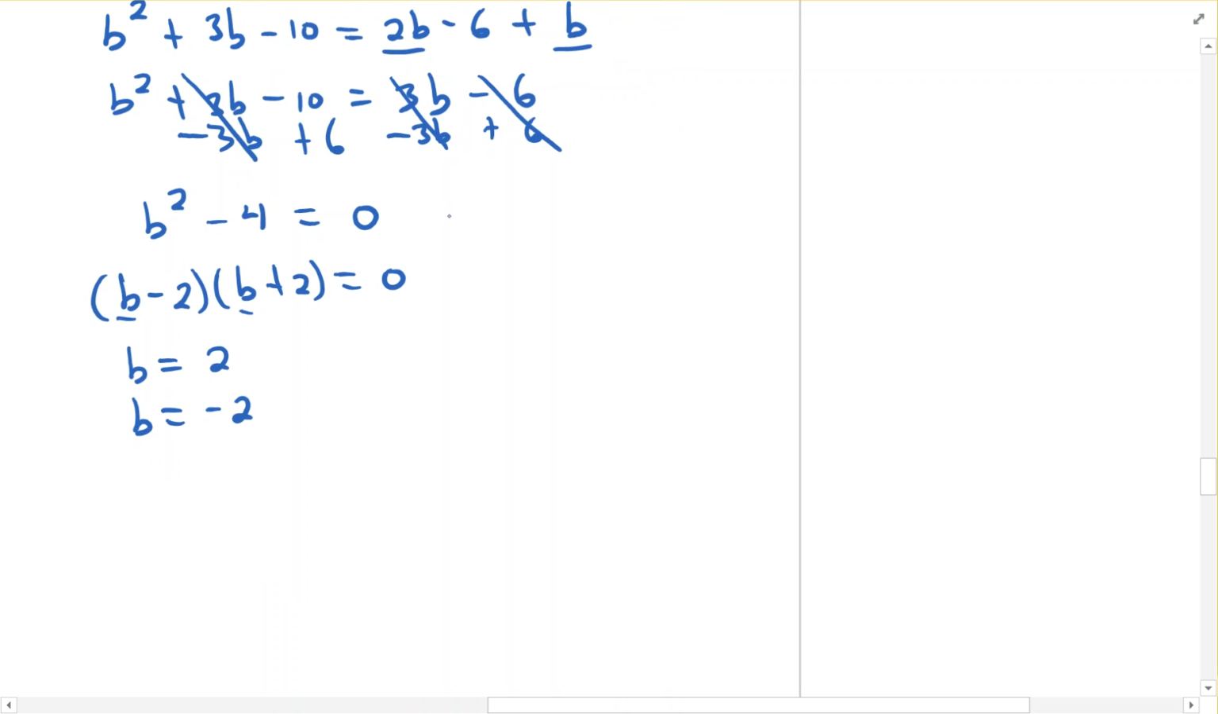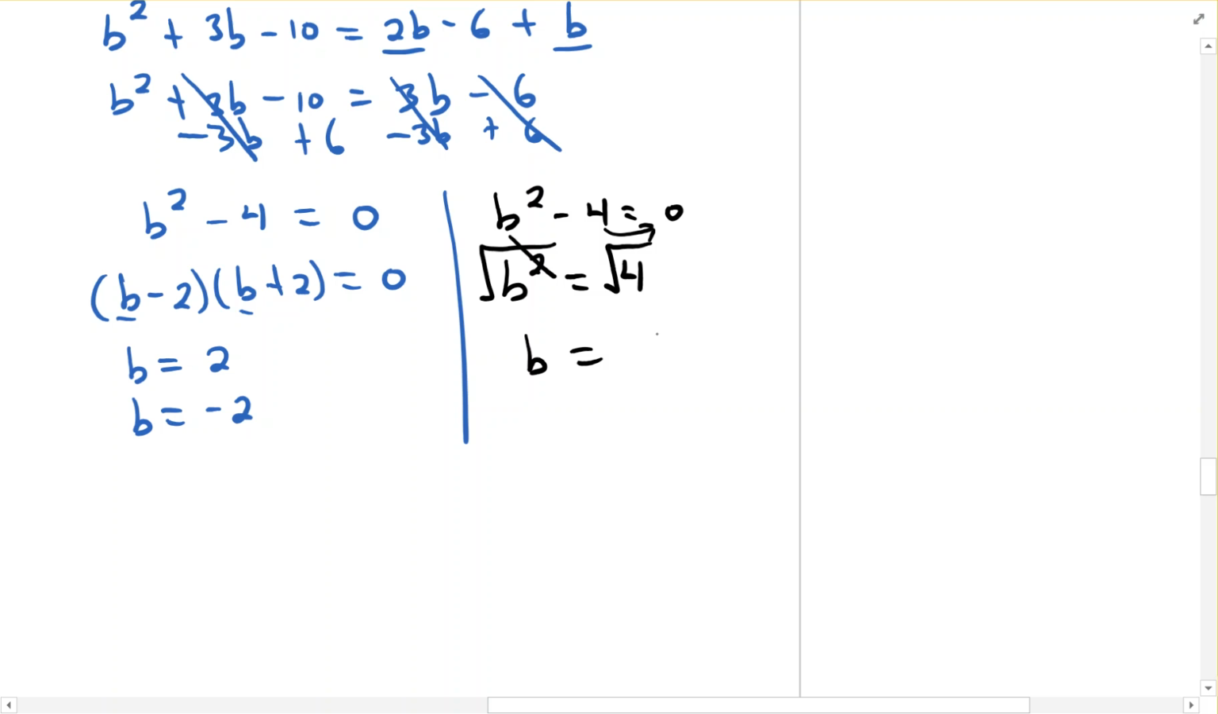The other way to do this, though, is to think about it as, well, you could go b squared minus 4, let's write it again, is equal to 0. What if I brought 4 to that side? So add 4 to both sides. So I'd have b squared is equal to 4. Now I could take the square root of both sides. So square root both sides. That cancels with that. And now I've got b is equal to the square root of 4.